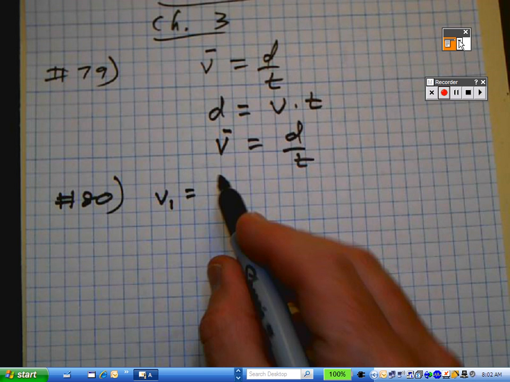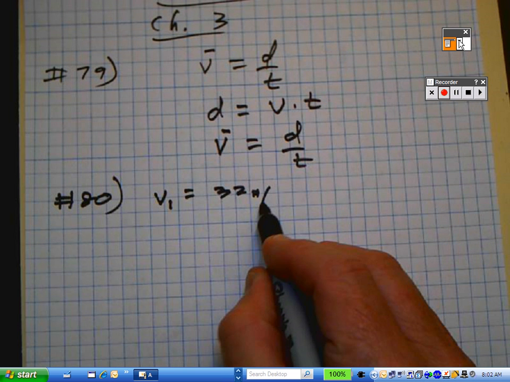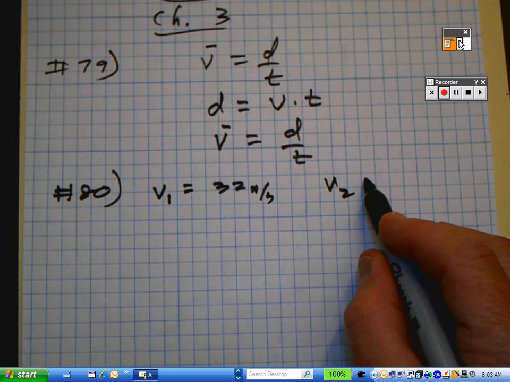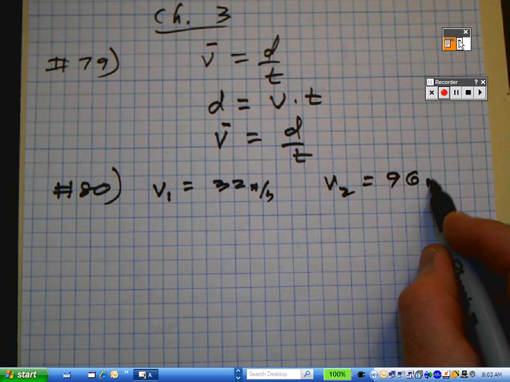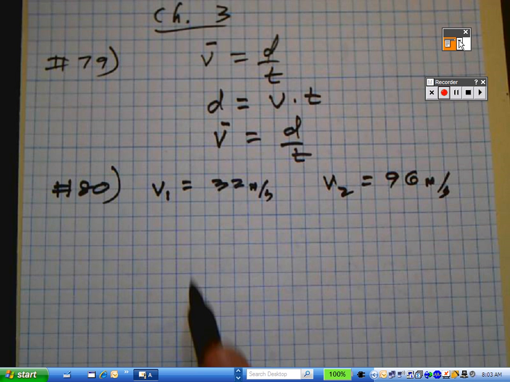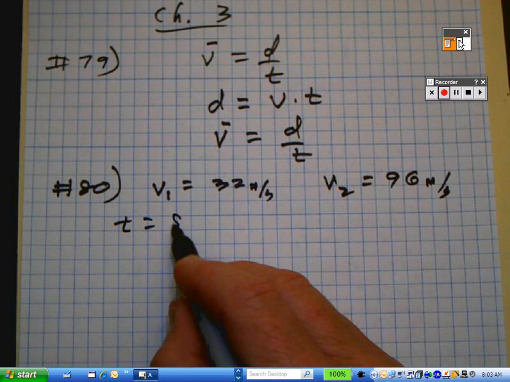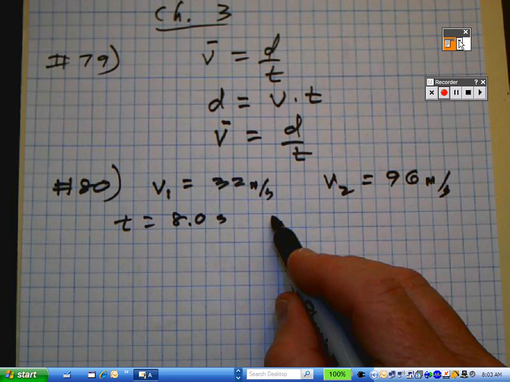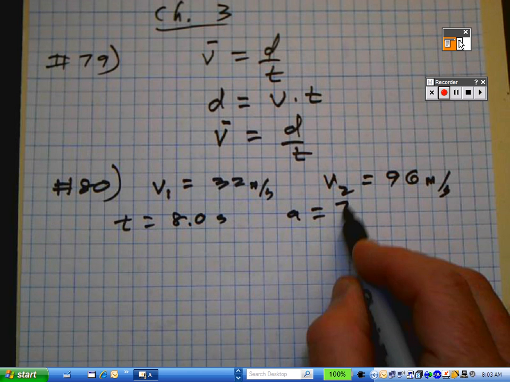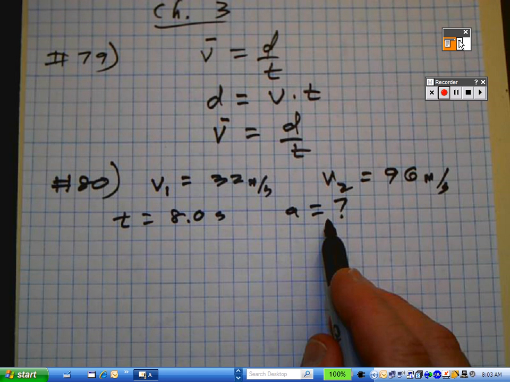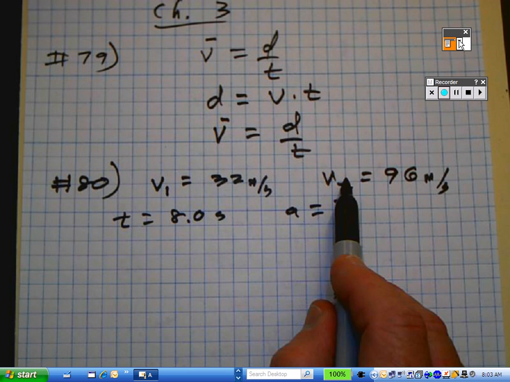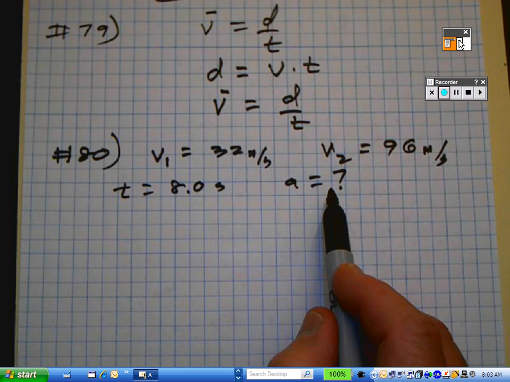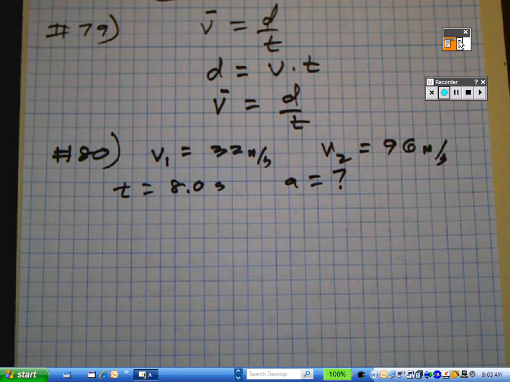V1 equals 32 meters per second. V2, the velocity at the end of the interval, is 96 meters per second. The time is 8.0 seconds. And write the acceleration as a question mark. This is maybe the most important idea, because then you simply have to look on our formula sheet to find the one formula with all of those four and solve the problem from there.